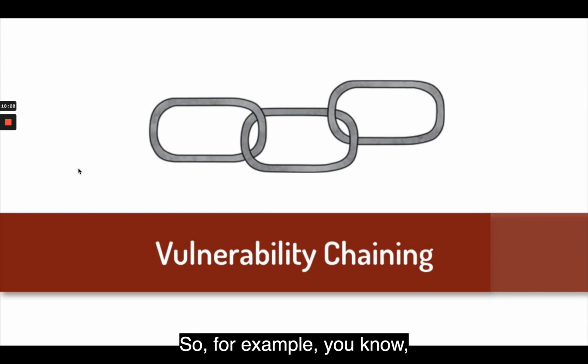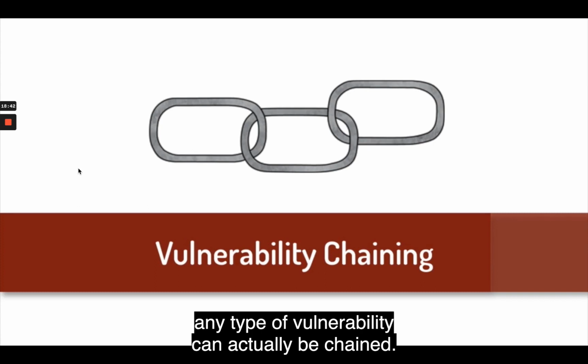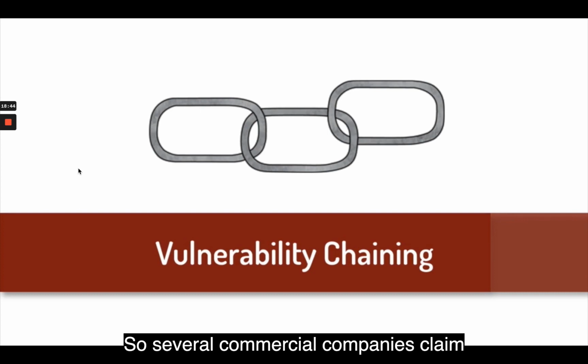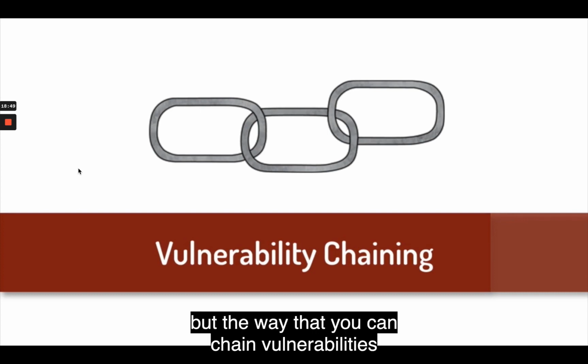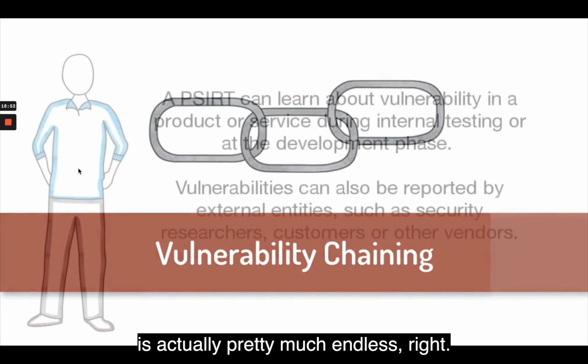So, for example, multiple low severity vulnerabilities can become severe if they're combined to perform a specific action, right? So, performing vulnerability chaining is not a trivial task, right? Any type of vulnerability can be chained. Several commercial companies claim that they can easily do it, but the number of ways that you can chain vulnerabilities is pretty much endless, right?